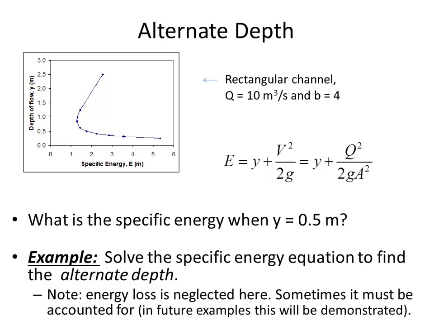So what determines what depth it's going to be then? The slope. Yeah. If it's at a really steep slope, then it would be at the supercritical depth. If it's at a mild slope, it would be at the subcritical depth.